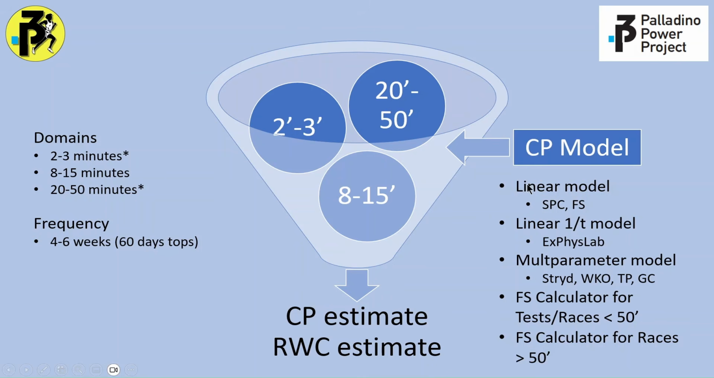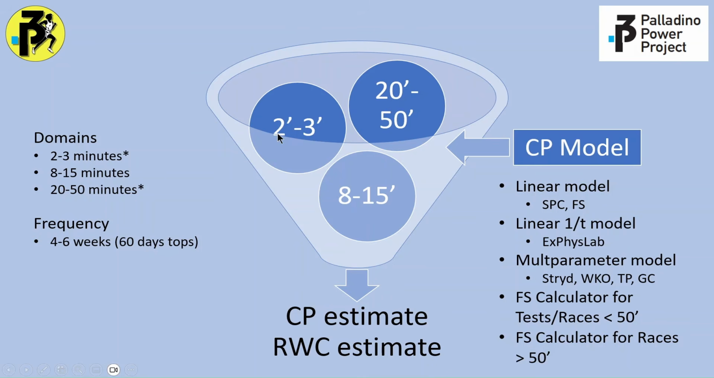Let's go to each model using this particular slide here. The linear model, you want to have at least a data point in the 2 to 3 minute domain and a data point that could be even up to 20 minutes for that matter. But one thing about that model, as well as the linear 1/time model, is that they don't provide good CP estimates, valid CP estimates, when the long effort is less than 12 minutes.